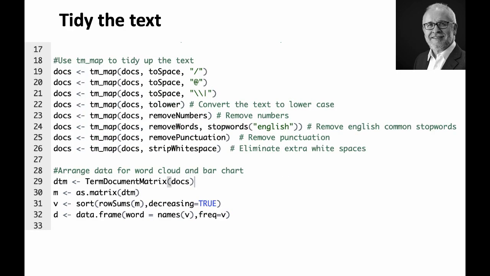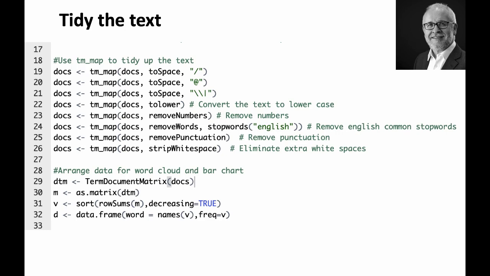We need to tidy the text up before we do any work with it. So the tm_map function takes every forward slash and turns it into a space. On line 20 it takes any @ symbols and turns them into a space. On line 21 it takes any double reverses and turns them into a space. Line 22 says anything that's in uppercase becomes lowercase. Line 23 removes any numbers.